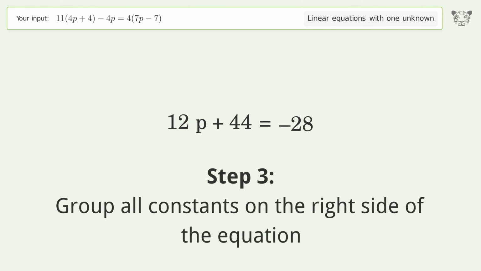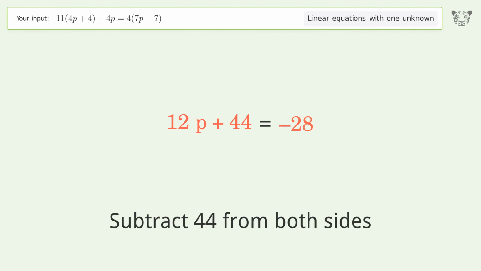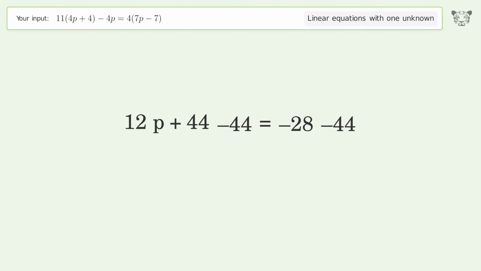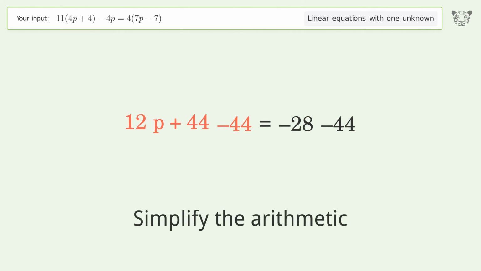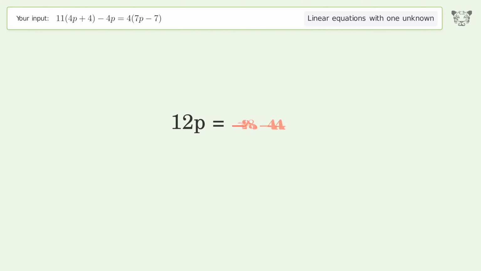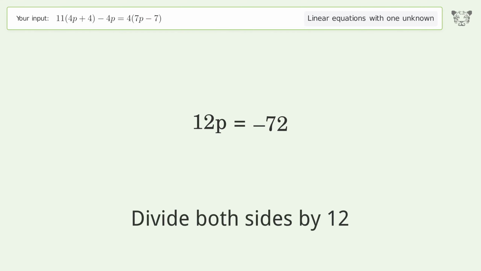Group all constants on the right side of the equation. Subtract 44 from both sides. Simplify the arithmetic. Isolate the p. Divide both sides by 12.